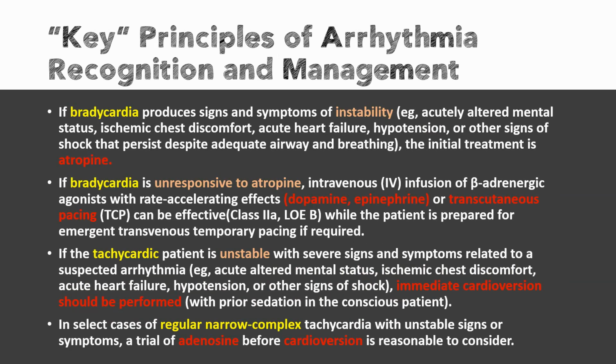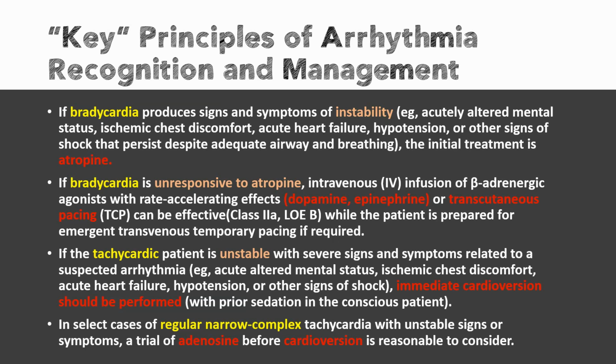The AHA goes on to say that if bradycardia produces signs and symptoms of instability, so if they have an acutely altered mental status or ischemic chest discomfort or acute heart failure, the initial treatment is atropine. Then they say if that bradycardic rhythm is unresponsive to atropine, then some type of rate accelerating beta adrenergic agonist is indicated. So that's either dopamine or epi or pacing. If it's unstable, you know the treatment for that. So if they're peri-arrest, then you need immediate cardioversion or immediate pacing. If they're bradycardic, pacing. If they're tachycardic, synchronized cardioversion.